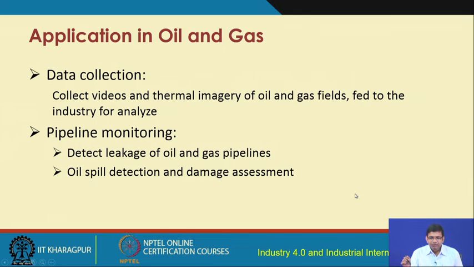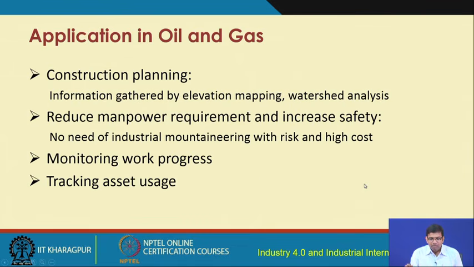In the oil and gas sector as well, for pipeline monitoring, for detecting leakages, for collecting images about the distribution network, all of these could be done with the help of UAVs. Similarly, construction planning, reduced manpower requirement, monitoring these chemical plants or the oil and gas plants, their machinery, etc., while they are in running condition. So, monitoring those equipments in a remote fashion can be done with the help of these different UAVs.